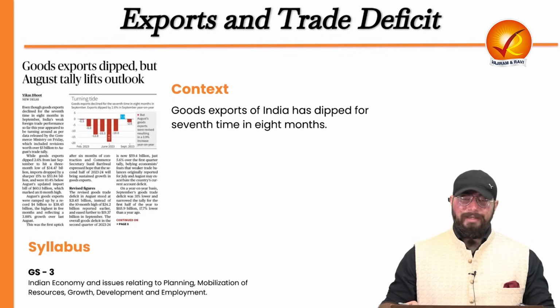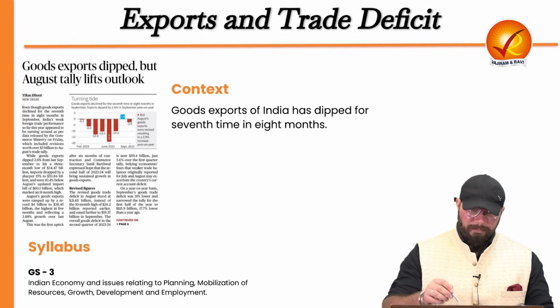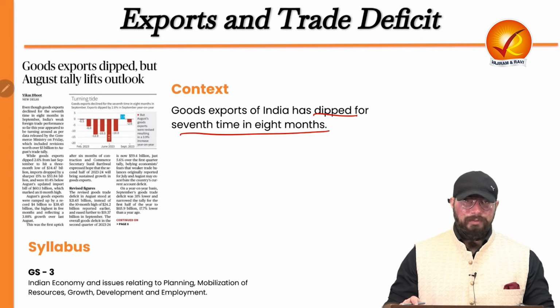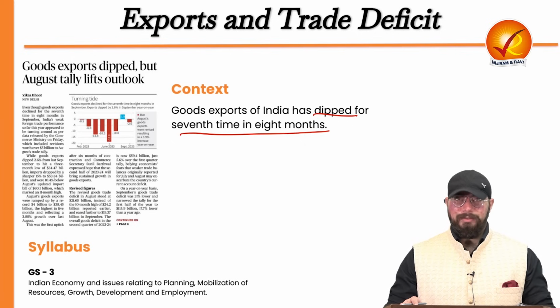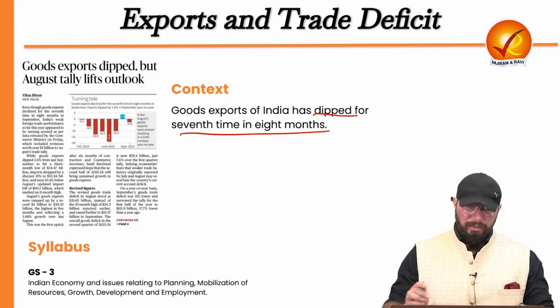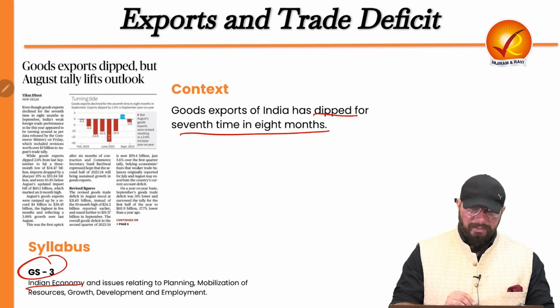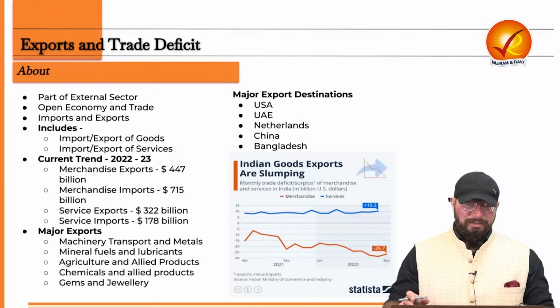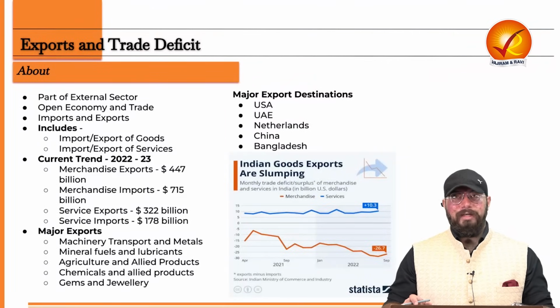It is related to the exports and trade deficit. Now, why this is in news is that India's goods exports have dipped for the 7th time in the last 8 months, which is why India's export sector, India's external sector and trade deficit is a cause of concern for us. Now, why is it important? For your GS paper 3, Indian economy, this export, external sector and trade deficit becomes very, very important. Now let us study about exports and trade deficit.